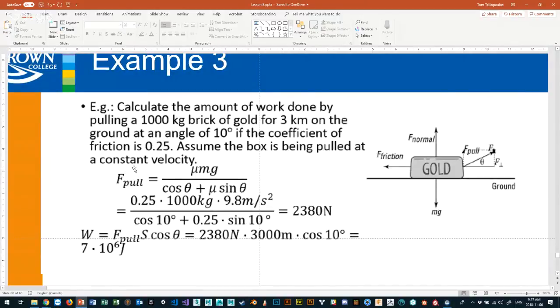Now, if I was going to block it out for a second and think about this in my head, I would say, calculate the amount of work done. That's what I want to find out. I need force over distance, times cos theta. That's what I really need, right? So I have a 1,000-kilogram brick. If I didn't have the coefficient of friction, so I don't have that, let's just say, right?